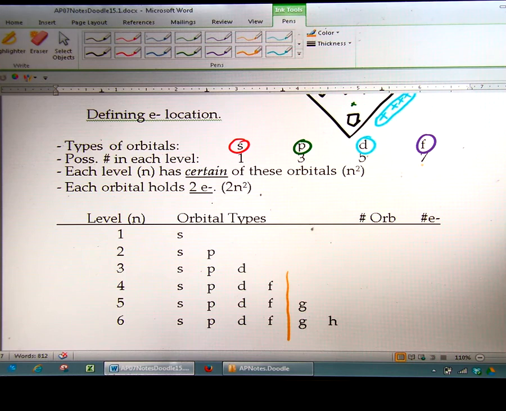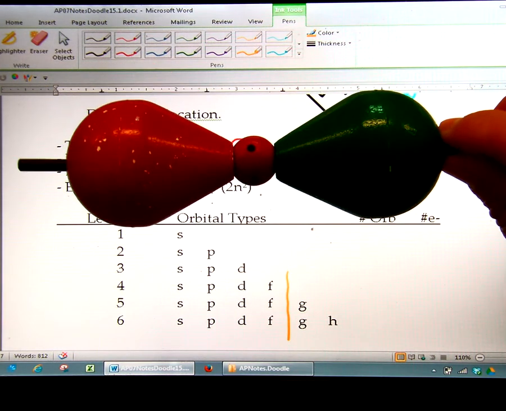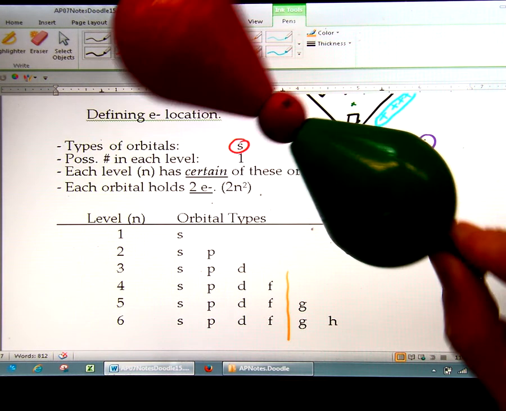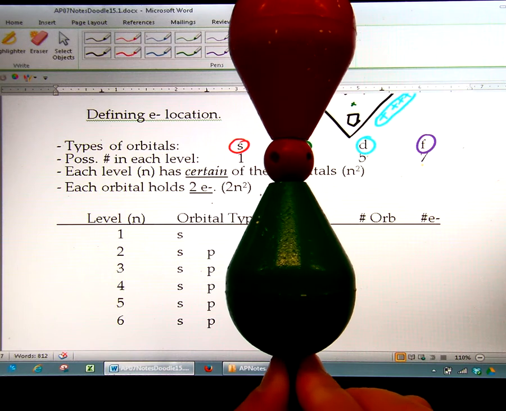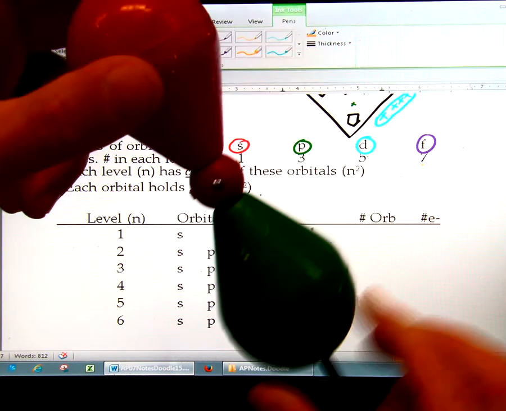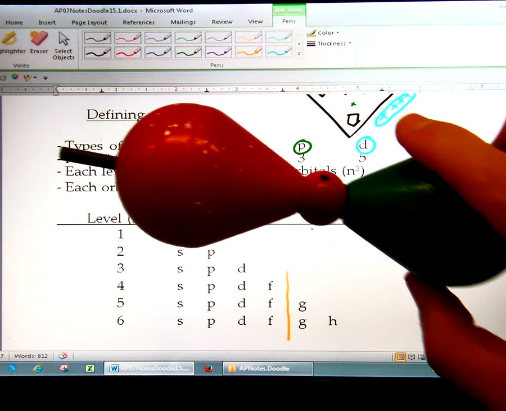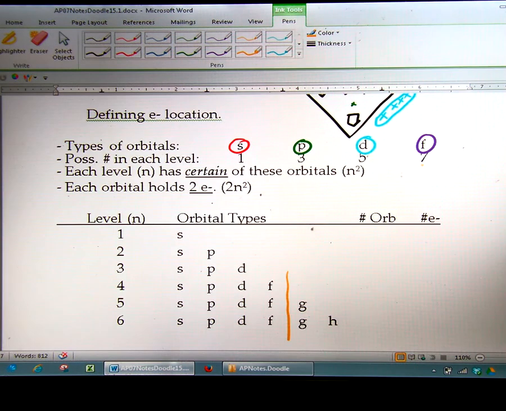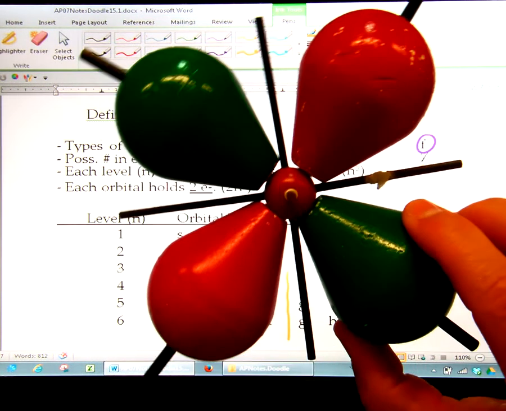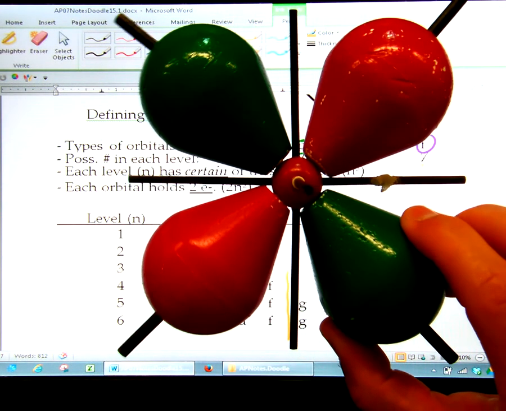However, the P's come in sets of 3, so this is one of them. One of them is going to be in the X direction, one of them is going to be in the Y direction, and then one of them is going to be coming out at you in the Z direction. So that's why P orbitals come in sets of 3. D orbitals come in sets of 5. So this is one of them. So this is one D orbital.